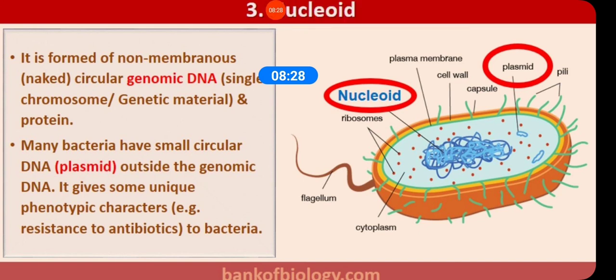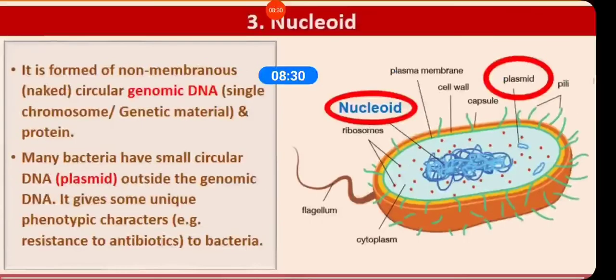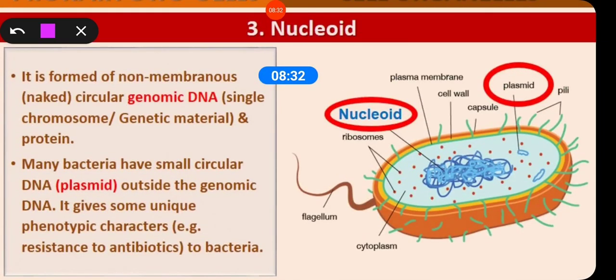You can see here, one is nucleoid. What is nucleoid? It is the genomic DNA which passes from one bacteria to another. And there is a plasmid. This is also a DNA, but it is a very small circular DNA which is present outside the genomic DNA and plays a very important role in acting as resistant to antibiotics in some of the bacteria.